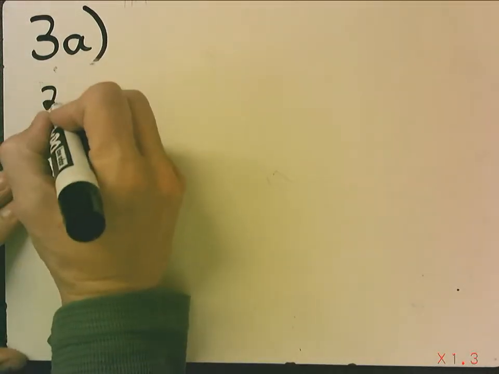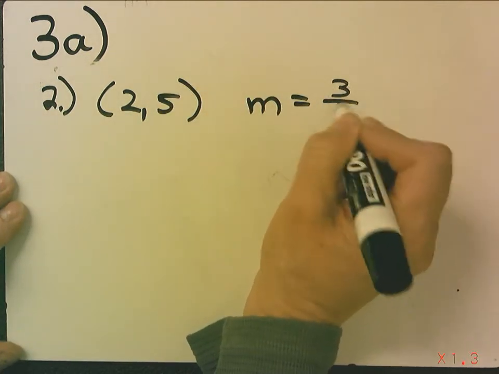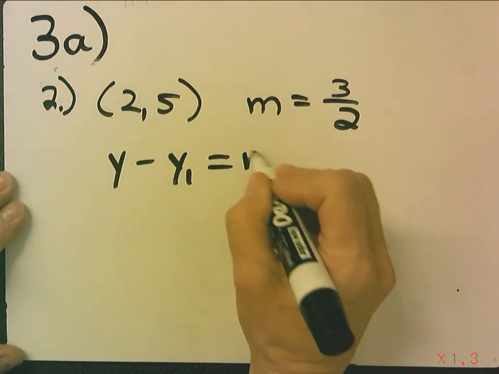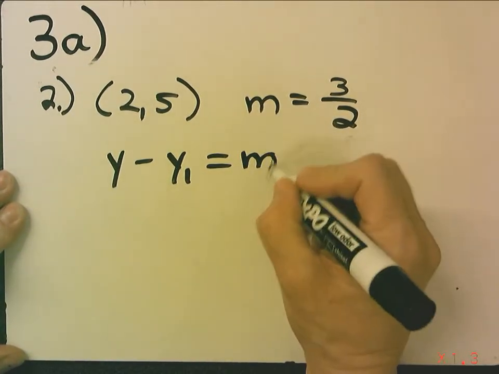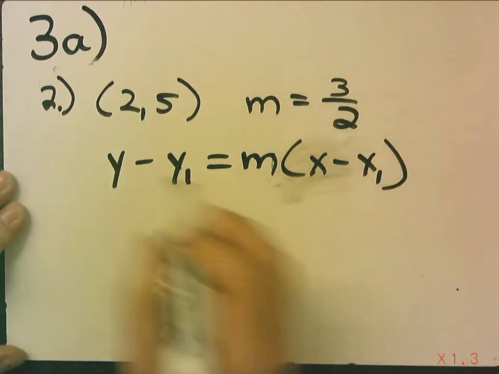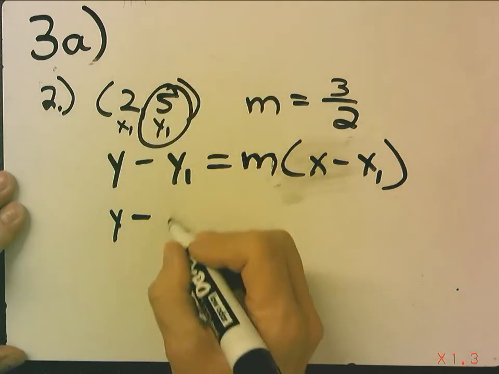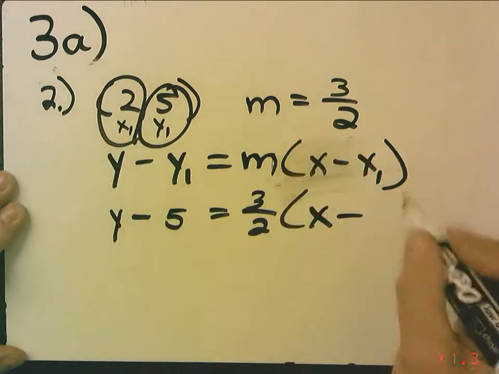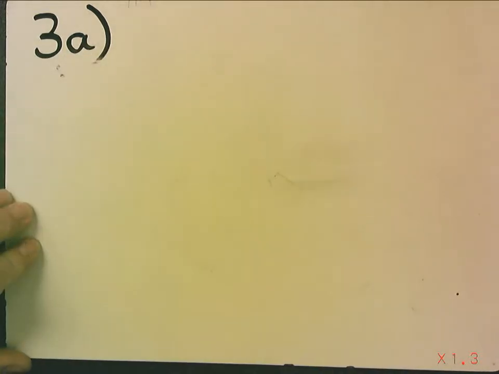Now let's try number 2. So number 2 says the point is 2, 5, and the slope is 3/2. Start out again by writing the point slope form, which is y minus y sub 1 equals m times x minus x sub 1. This is x sub 1, y sub 1. So I do y minus y sub 1 is 5 equals 3/2 times x minus x sub 1 is 2. And I'm done. Okay?